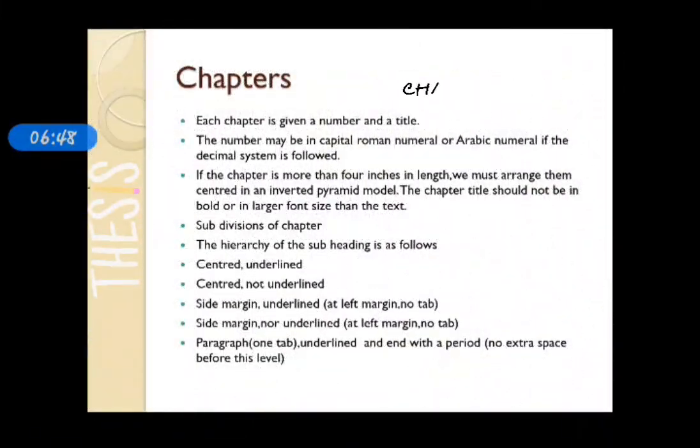Chapters. Each chapter is given a number and a title. A number may be in capital Roman numerals or Arabic numerals if the decimal system is followed. If the chapter title is more than 4 inches in length, we must arrange it centered in an inverted pyramid model. The chapter title should not be in bold or in a larger font size than the text.